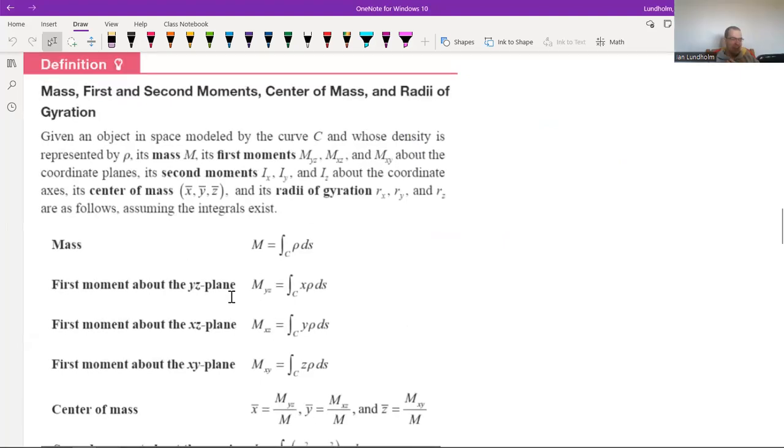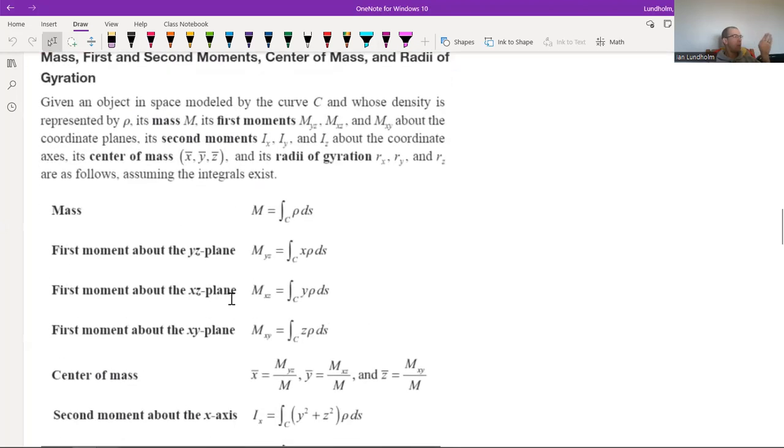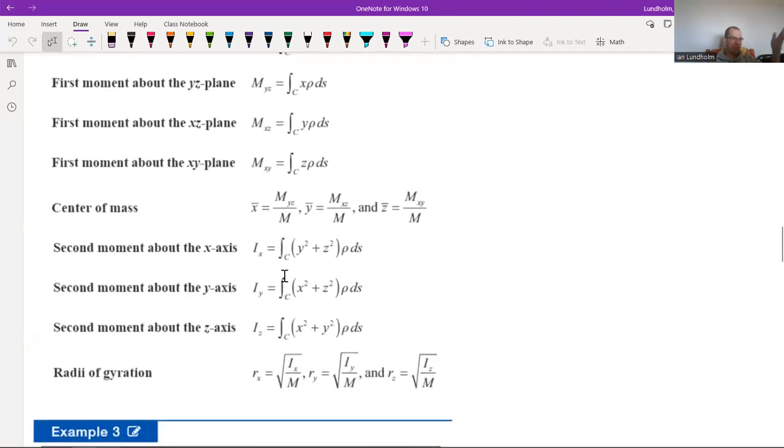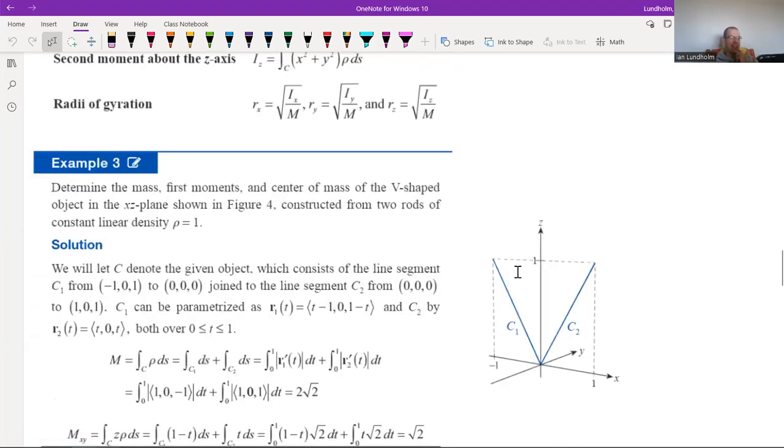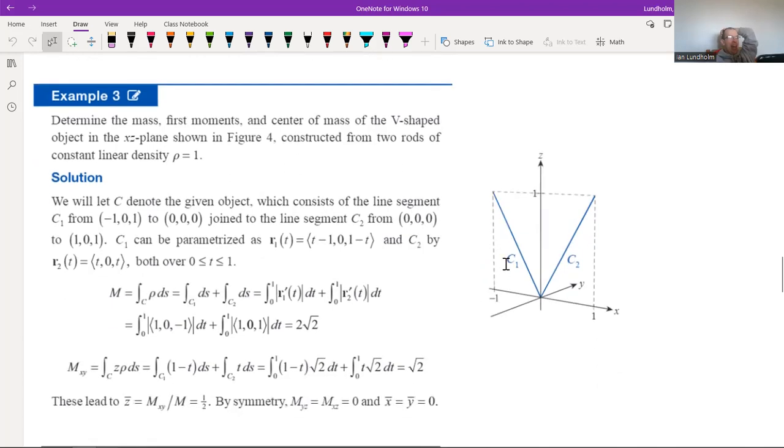Yeah, this gives us a new power to find mass, first and second moments, centers of mass, and radii of gyration, according to all these integrals, of things that look like space curves. So if you wanted to integrate over a wire coat hanger, we could do that now, and we could find the center of mass of a wire coat hanger. In this case, we've got this V-shaped object. It's kind of like an absolute value function.